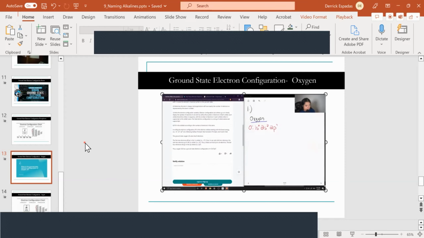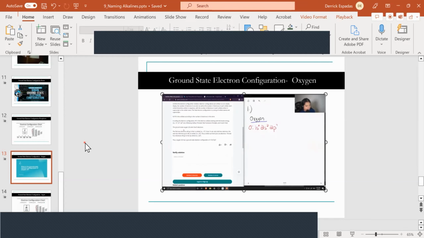Electron configurations are written so as to clearly display the number of electrons in an atom as well as the number of electrons in each orbital. Each orbital should be written in sequence with the number of electrons in each orbital written in the superscript to the orbital name. The final electron configuration is a string of orbital names and superscripts. Step 4 is to fill in the orbitals according to the number of electrons in the atom. And then in writing the electron configuration, we fill in the electron orbitals starting with the lowest energy, following the Aufbau, Pauli exclusion, and Hund's rule.